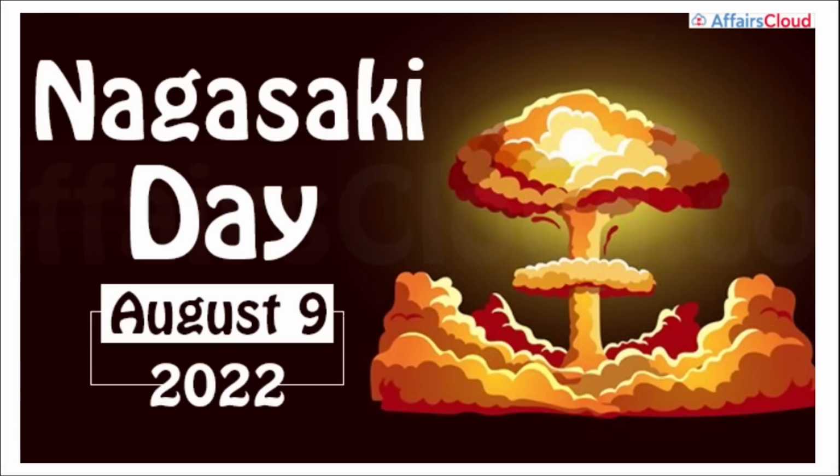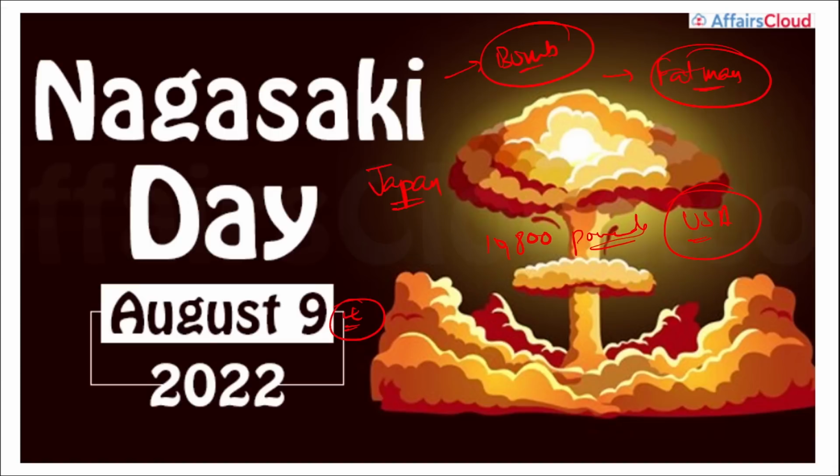Next, when do we observe Nagasaki Day? On 9th of August, we observe Nagasaki Day because on this day, a bomb was dropped. What was the name of the bomb? Can you tell me? Which bomb was dropped on Nagasaki? This was named Fat Man. Alright, so Fat Man was the name of the bomb that was dropped on Nagasaki. Where is Nagasaki? Nagasaki is located in Japan. The bomb that was dropped on Nagasaki was dropped by the United States of America, and it weighed around 10,800 pounds. All right.